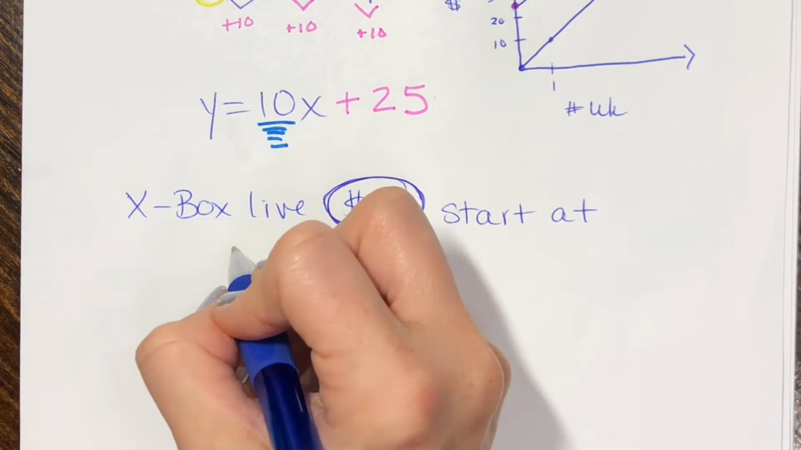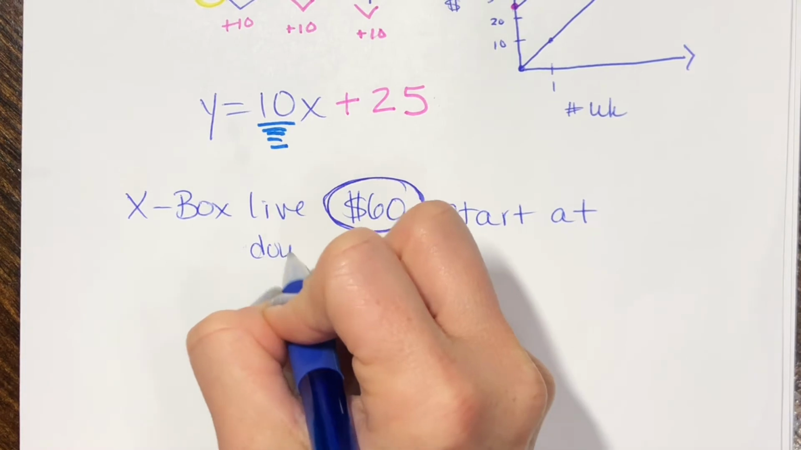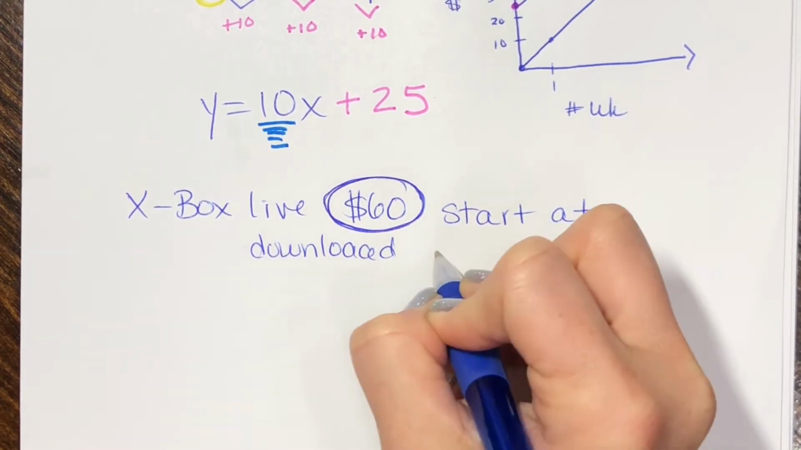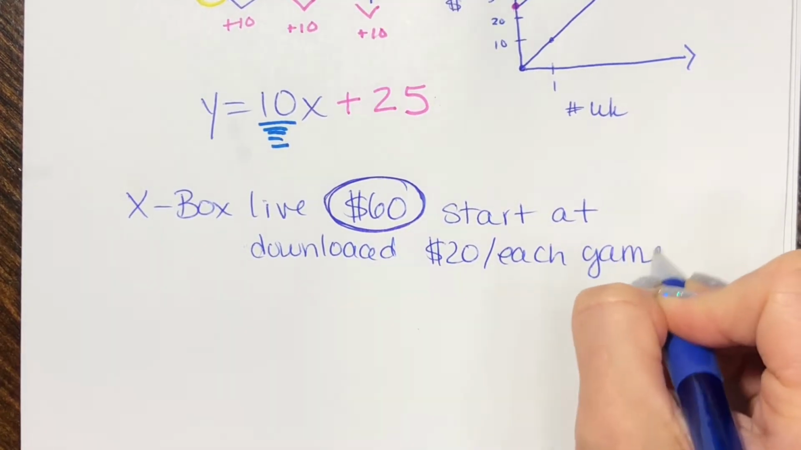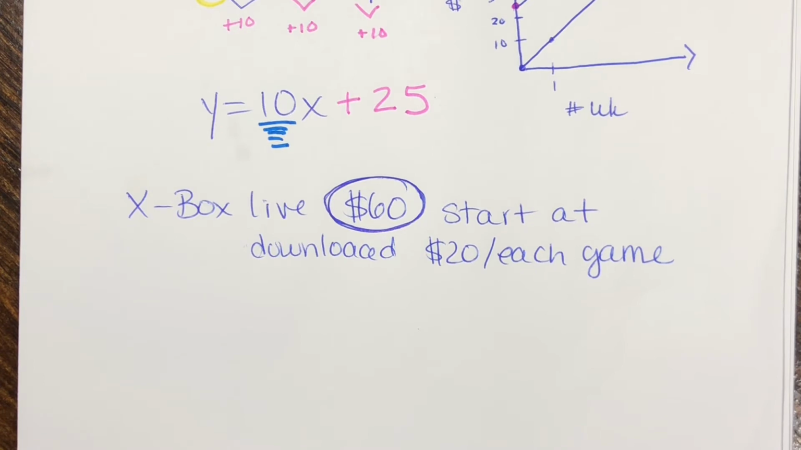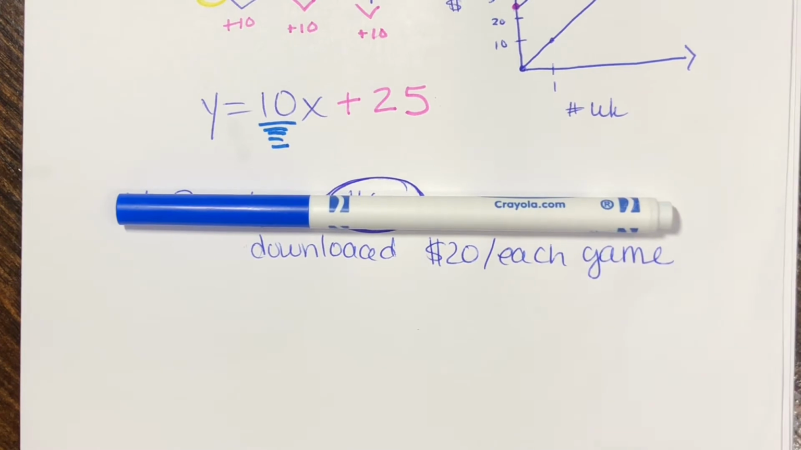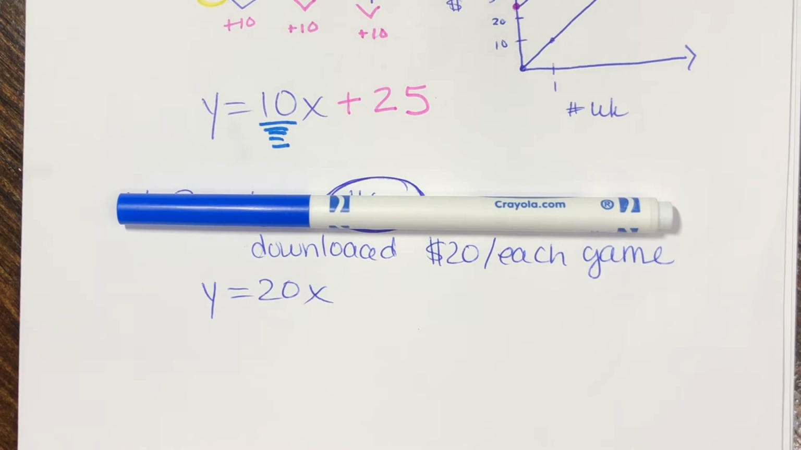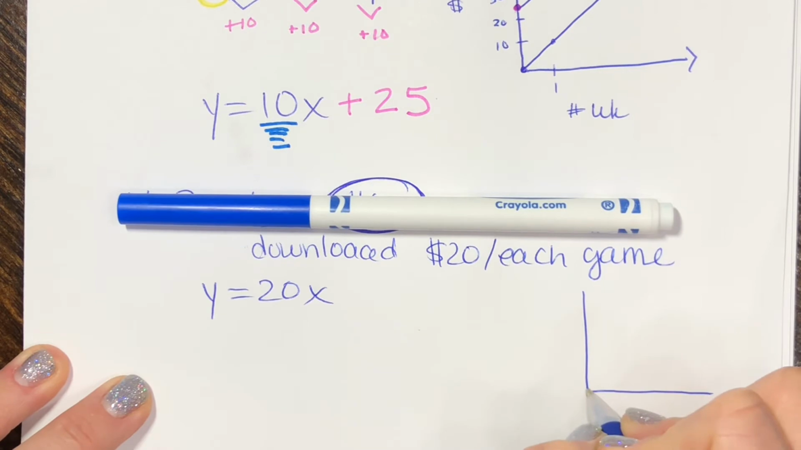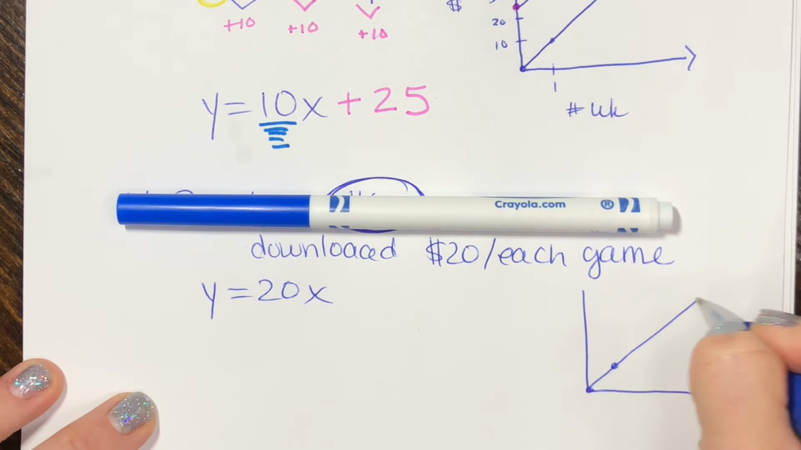And I know this isn't true for a lot of these games, but let's just say from $60, I want to download some games. And it's going to cost me $20 for each game that I want to download and play. Okay? And so if I were to totally not have to join Xbox Live, let's cover that up, it would be $20 each game. So you would say y equals 20x. That's what we did all last week. And that would be a piece of cake, right? That would be my proportional relationship. I would say, if I don't buy any games, I don't have to pay anything. And here's my $20 per game, right?